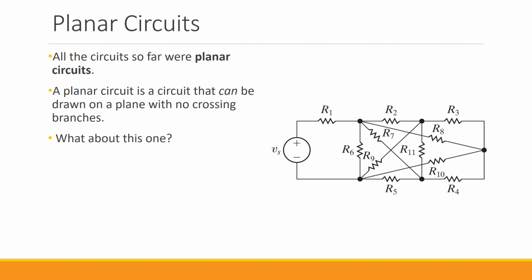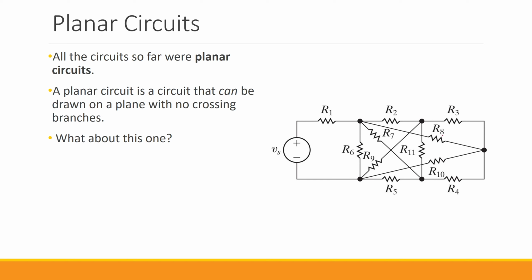So now let's take a look at another example. In this circuit we have this independent voltage source again, and then we have 11 resistors that are connected in this fashion. 1, 2, 3, 4, 5, 6, 7, 8, 9, 10, and then 11. So what do you think about this circuit? Is it a planar circuit or not?